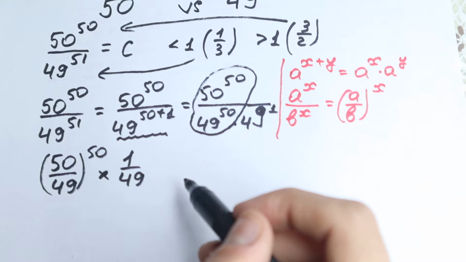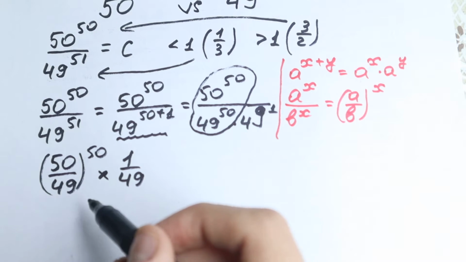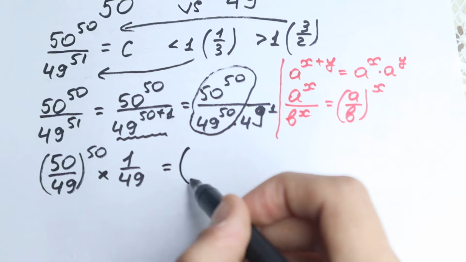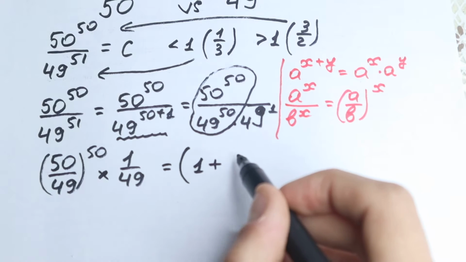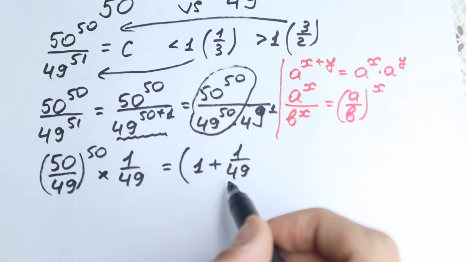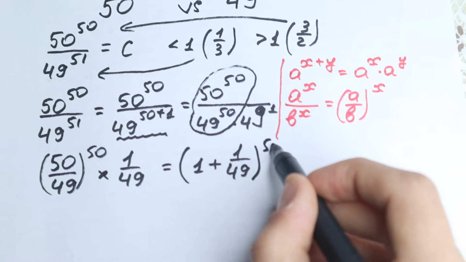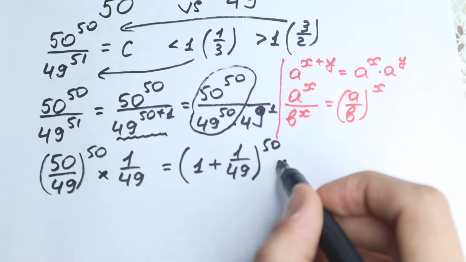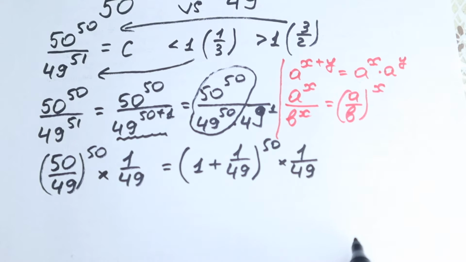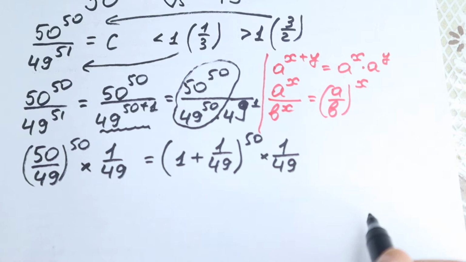So what are we going to do next? Let's express 50 over 49 in another way. Let's divide this fraction. As you can see, we have 1 plus 1 over 49. If we add them, 49 over 49 plus 1 over 49 is the same as 50 over 49. So we have the same to the power 50, times 1 over 49. I hope you understand this step. It is our second really important step. Okay, let's go to the next step.